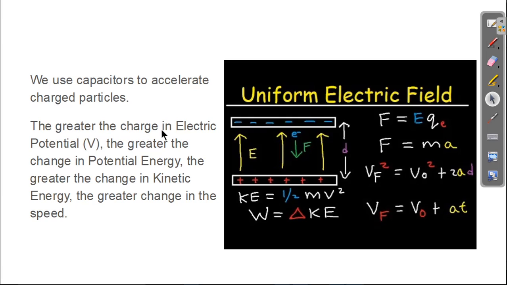The greater the change in electric potential, ΔV, the greater the change in potential energy. We know that. The greater the change then in kinetic energy and the greater the change in the speed. So this is all the same thing we have been doing. There's nothing new. Don't get scared with all these formulas.